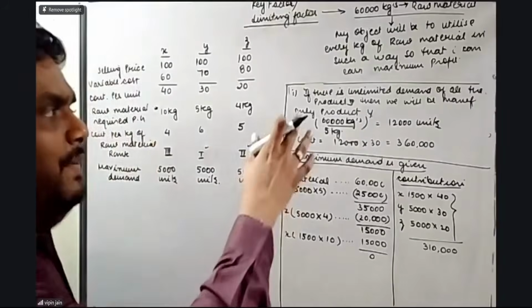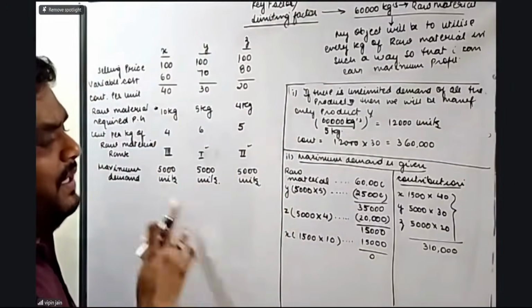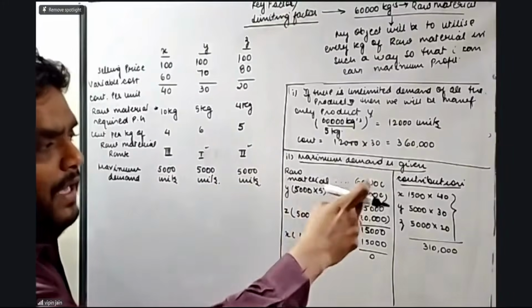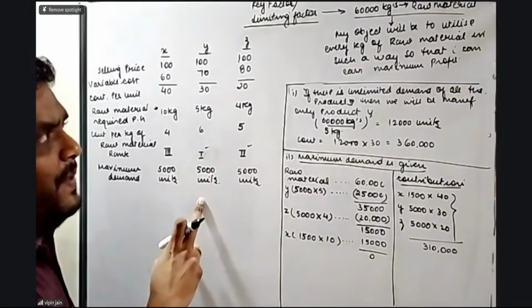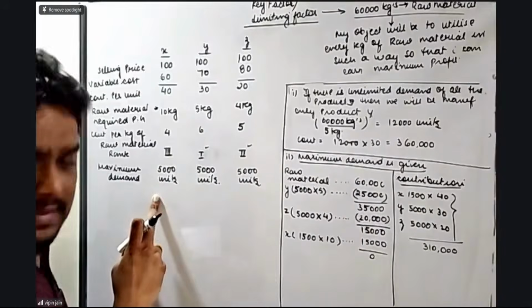So if there is unlimited demand, then we'll be manufacturing product Y. If there is limited demand, that is at the most 5,000 units, then according to the availability, we will complete the requirement in order, wherein first priority will be given to Y, second to Z, and third to X.